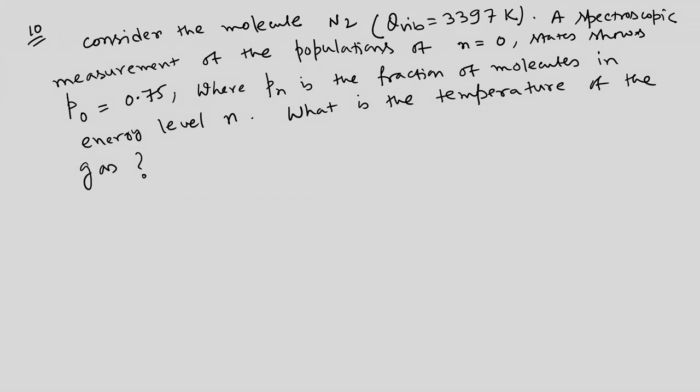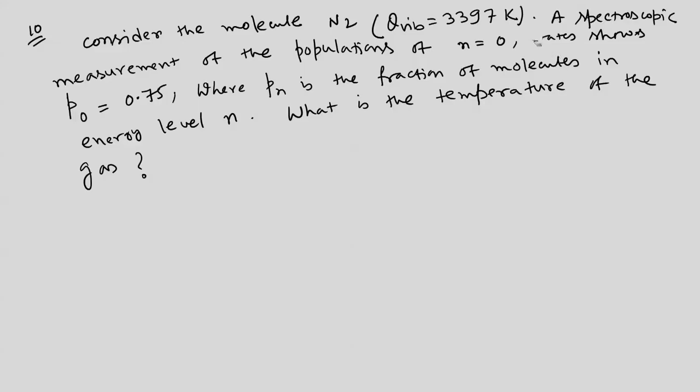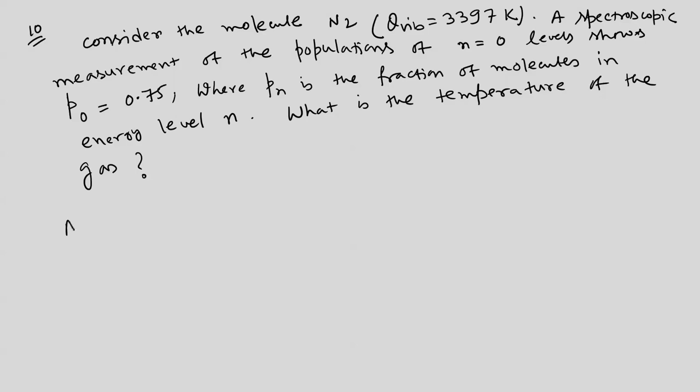So, this problem states: consider the molecule N2 for which the value of theta vibrational is 3397 Kelvin. A spectroscopic measurement of the populations of n equals to 0 states shows P naught equals to 0.75, where Pn is the fraction of molecules in the energy level n. What is the temperature of the gas? Okay, so we know the vibrational partition function, we know the expression. How do you solve it?